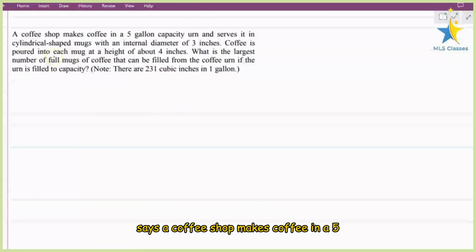It says a coffee shop makes coffee in a 5-gallon capacity urn and serves it in cylindrical shaped mugs with an internal diameter of 3 inches. Coffee is poured into each mug at a height of about 4 inches. What is the largest number of full mugs of coffee that can be filled from the coffee urn if the urn is filled to capacity?